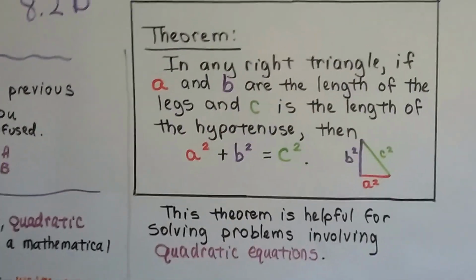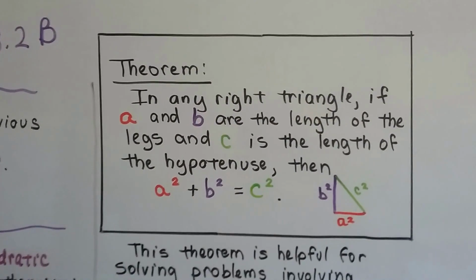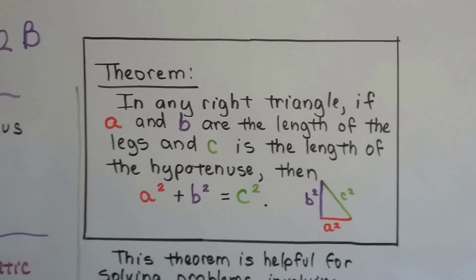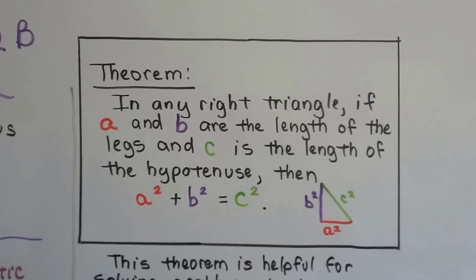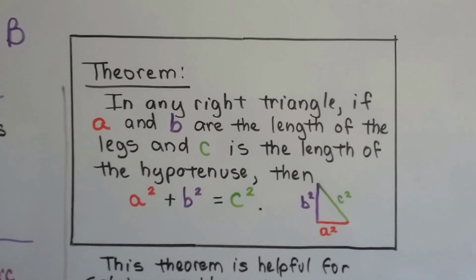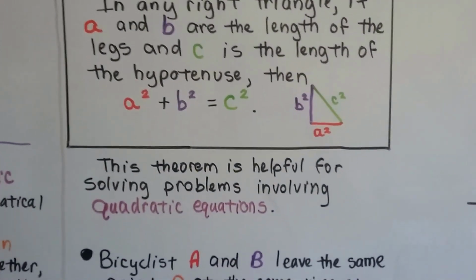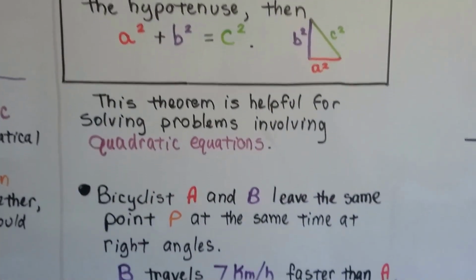Okay? So here's our theorem for Pythagorean theorem. It's in any right triangle. If A and B are the length of the legs and C is the length of the hypotenuse, then A squared plus B squared equals C squared. We've learned that last year, right? Well, this theorem is helpful for solving problems involving quadratic equations.